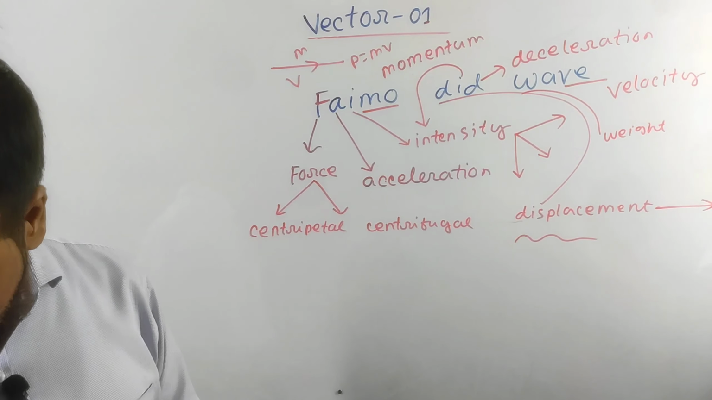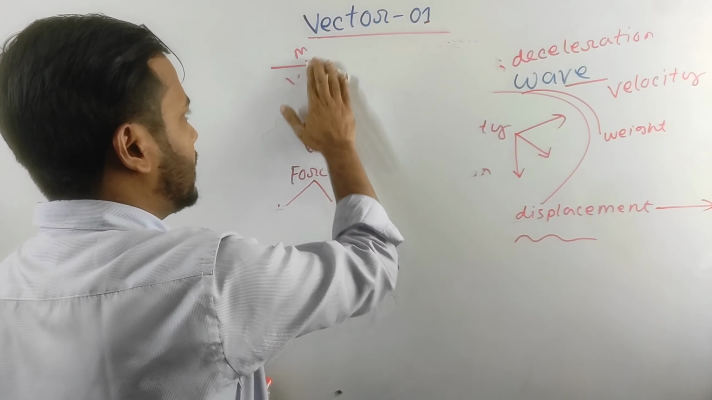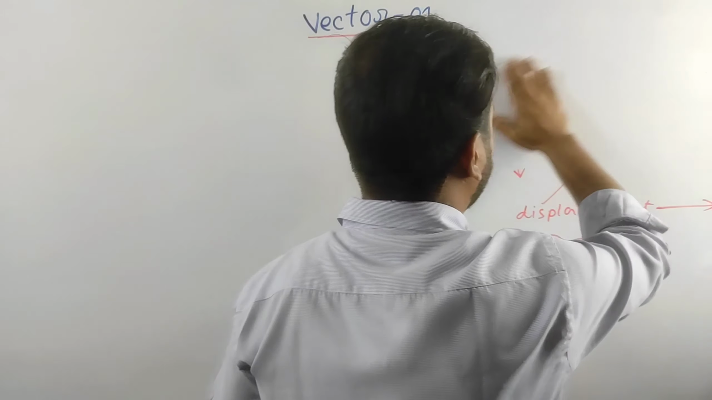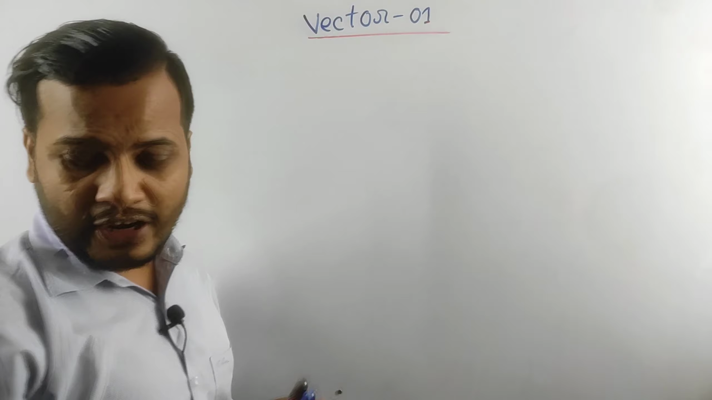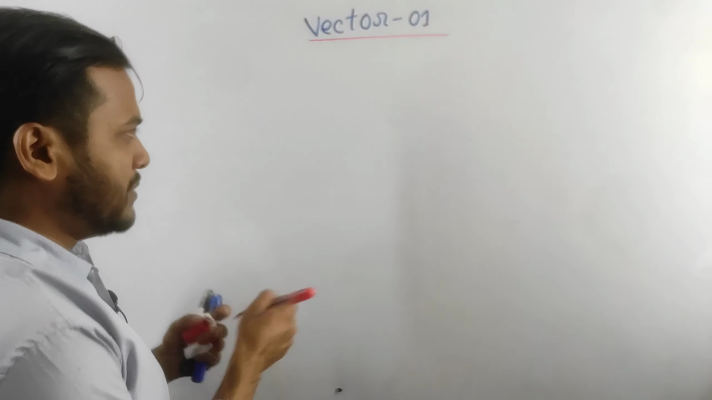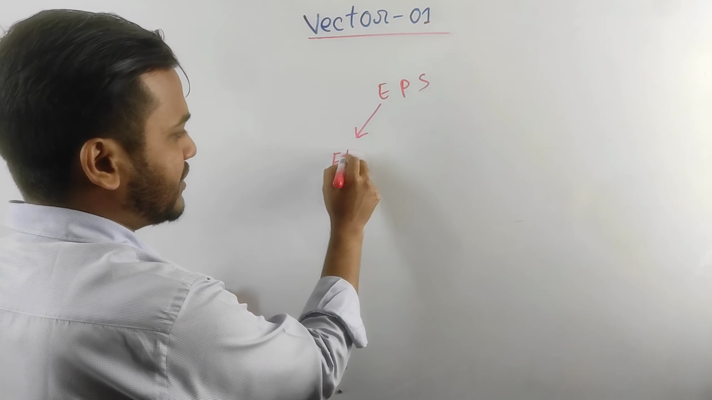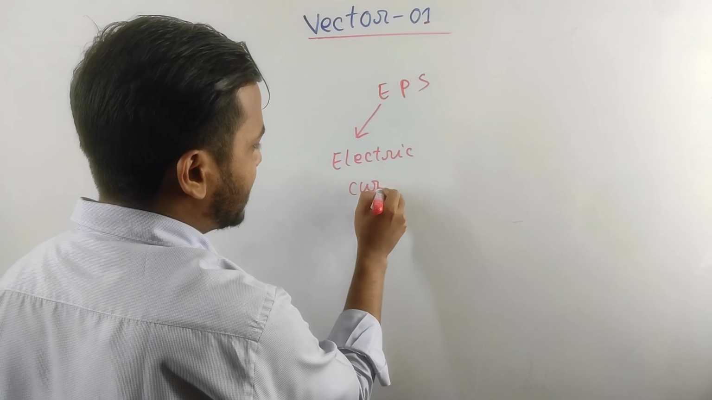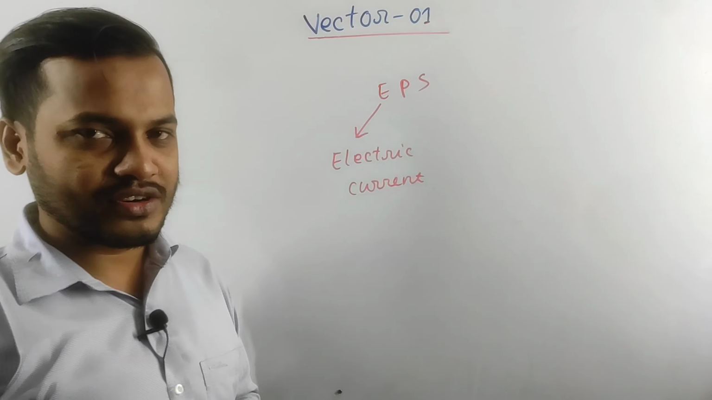Okay, now there are some quantities that have both magnitude and direction, but they are not vector quantities. You will be surprised. I mean, the definition of a vector quantity is that it has both magnitude and direction, but I am saying that, I mean EPS, do you know what E is? E means electric current. So electric current is not a vector quantity. Electric current can be AC or DC, but electric current is not a vector quantity.